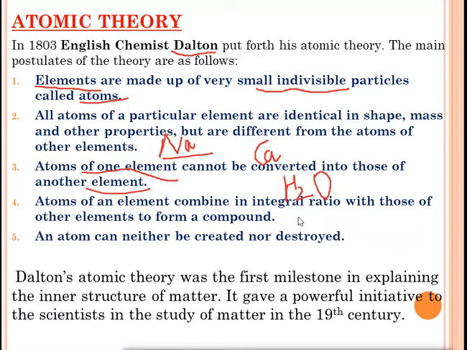No number is written over oxygen. The ratio will be 2:1. This means for making water we need hydrogen and oxygen in the ratio of 2:1. This is the fourth point. Atoms of an element, for example hydrogen atoms and oxygen atoms, will combine in integral ratio, here 2:1, with those of the other element to form a compound. Hydrogen is combining with oxygen to form the compound H2O.